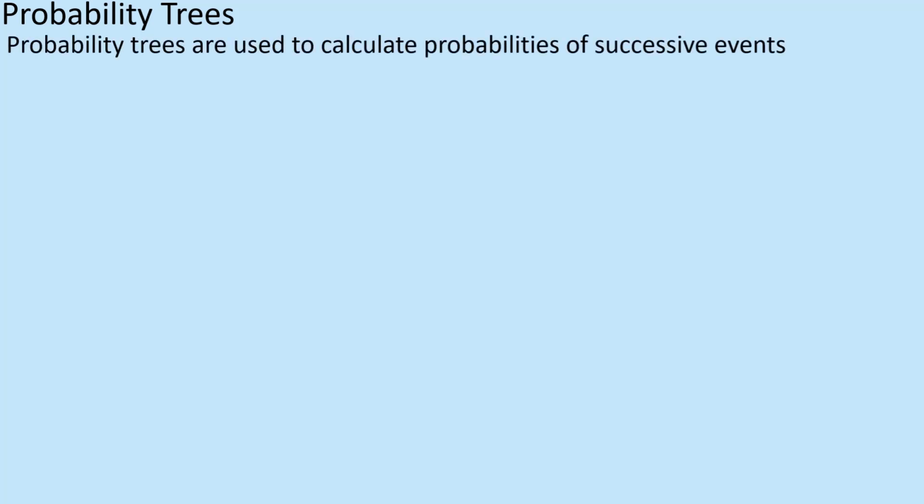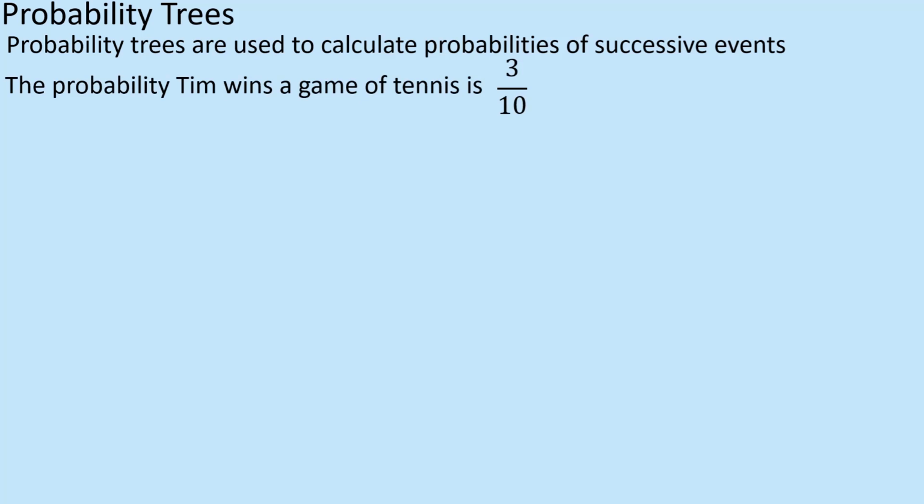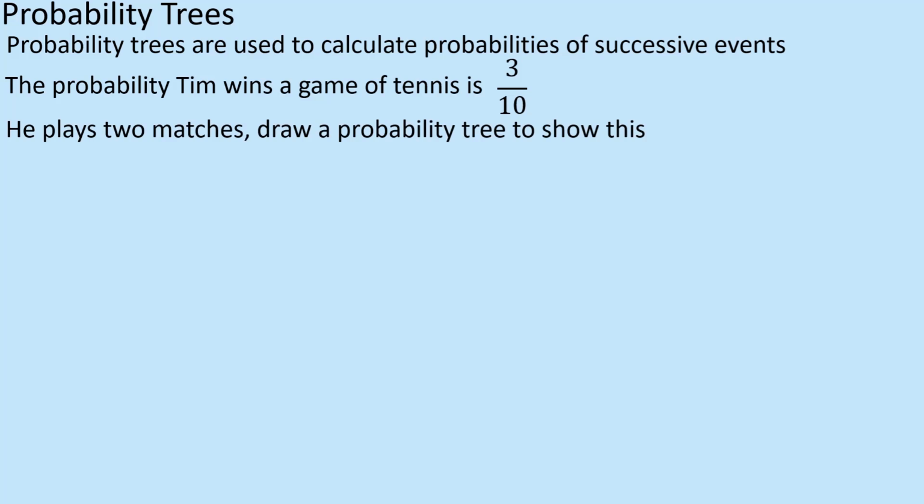Alright, so probability trees are used to calculate the probability of successive events. That means one event and then something else happening, or two events happening. For example, the probability Tim wins a game of tennis is 3 out of 10. So he plays 2 matches, and we draw a probability tree to show this.